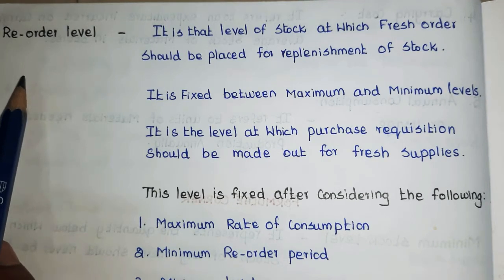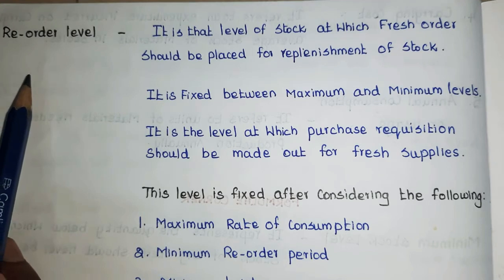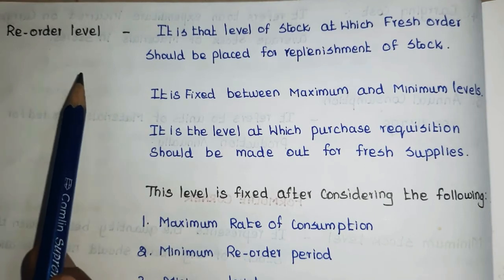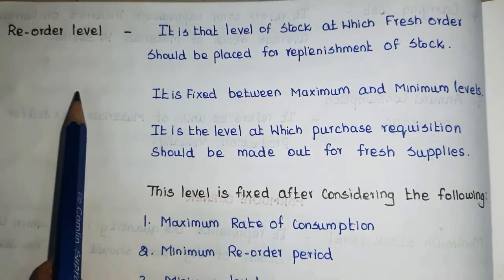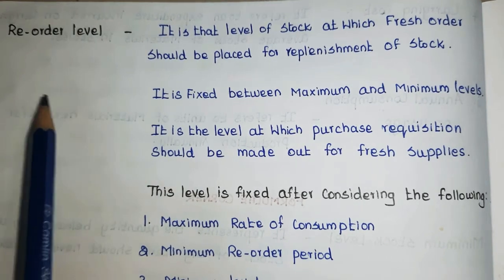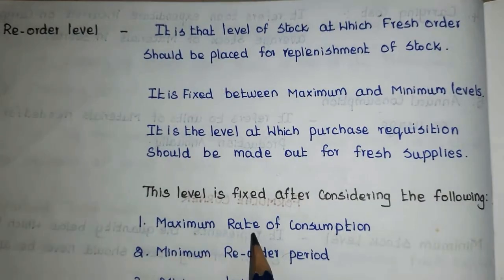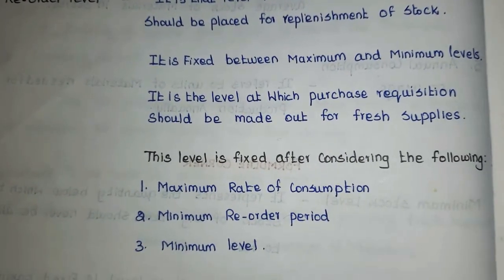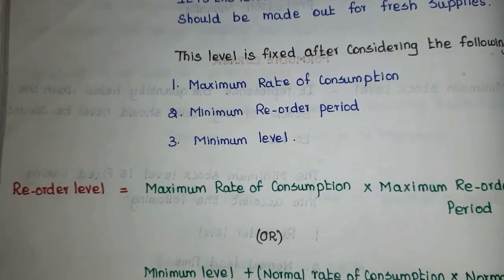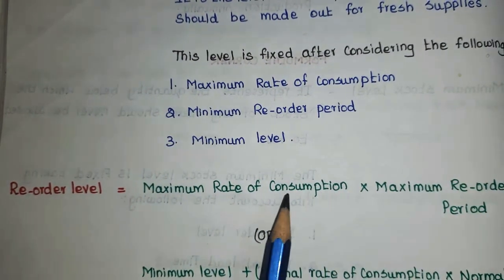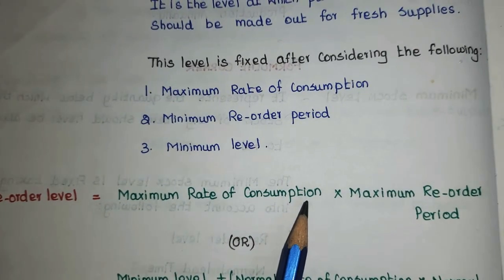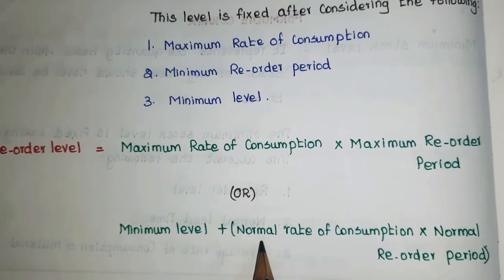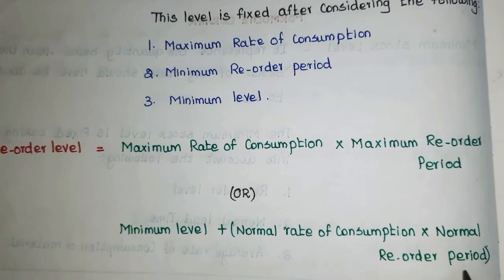Reorder level. This is the level in relation to an item of stock at which it becomes essential to initiate purchase orders for its fresh supplies. It is a point fixed between the maximum and minimum levels, based on maximum rate of consumption, maximum reorder period and minimum level. The formula for reorder level is: reorder level equals maximum rate of consumption into maximum reorder period, or minimum level plus normal rate of consumption into normal reorder period.